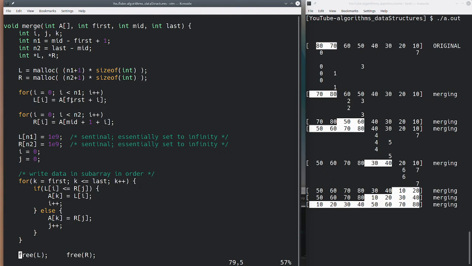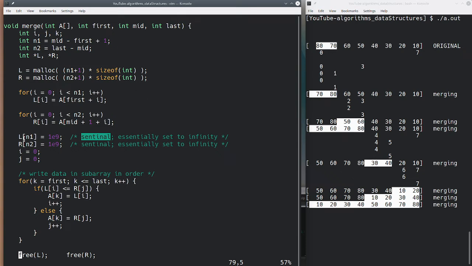So now we're going to copy the left half of the portion of A that we're looking at to L. We copy the right half of A that we're looking at to R. And then we're going to put, in my case, 1 billion as the last element of each. So these are what are called sentinel values. Eventually, we want to move through each of these copies of A, comparing the elements so we can recombine them into A such that they're sorted.